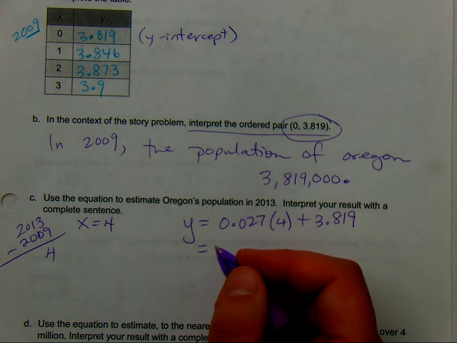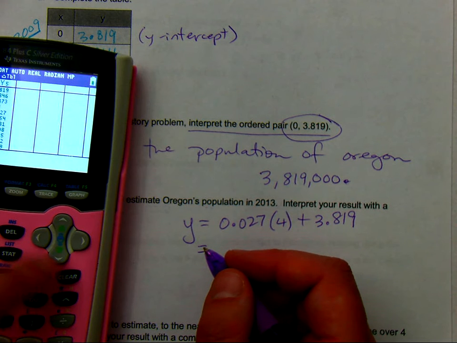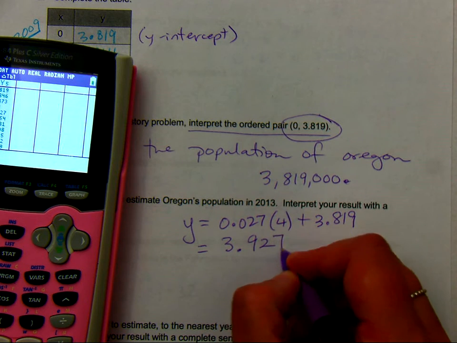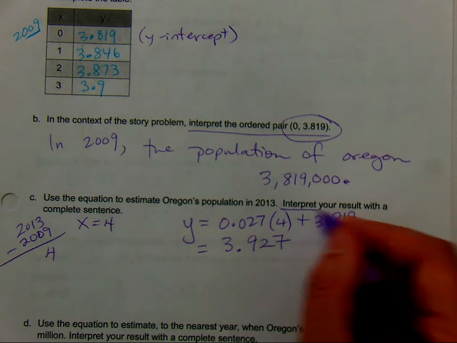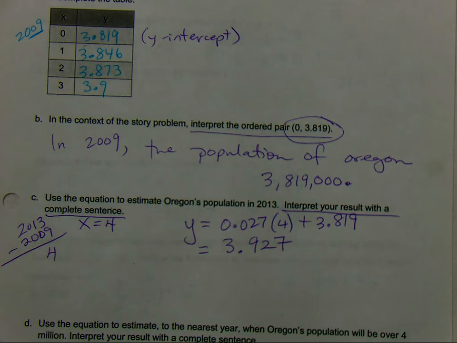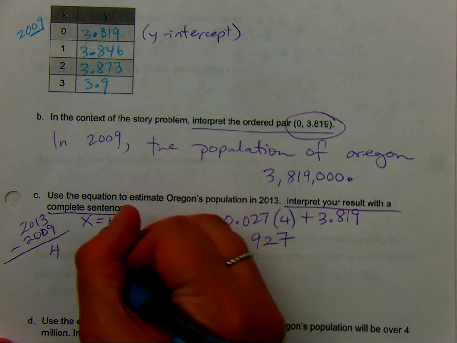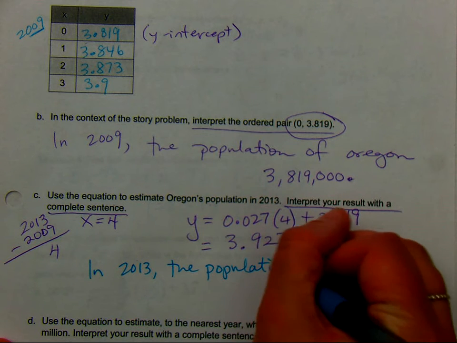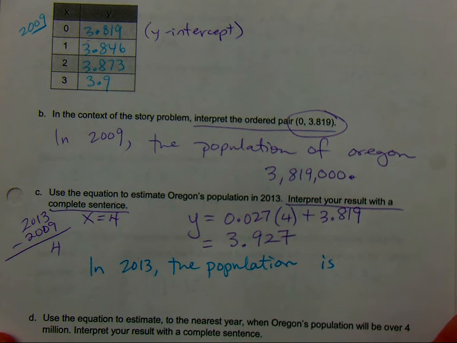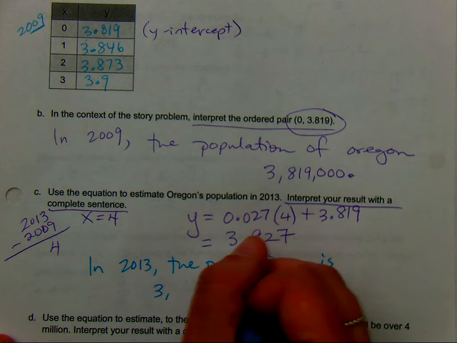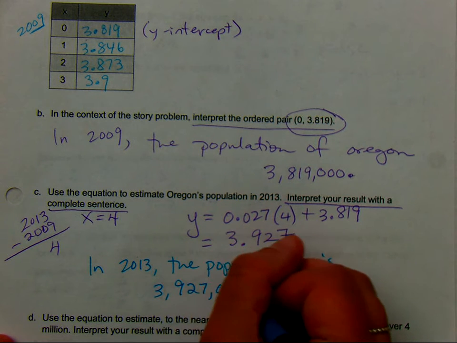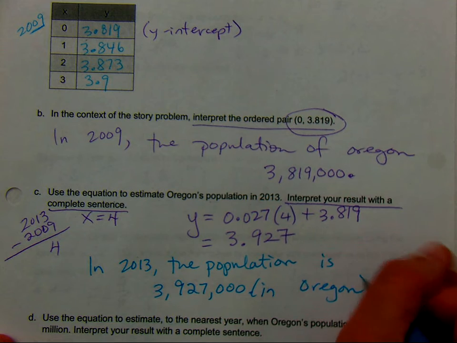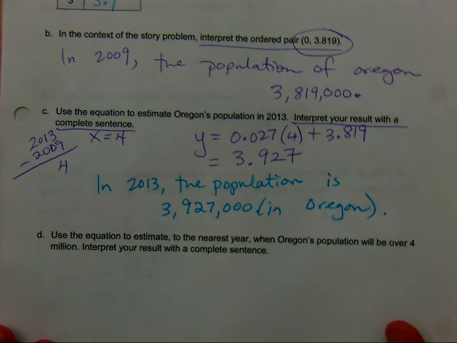And again, I can go back to my table and I can scroll down and I see that I get 3.927. So what does that mean? If we want to interpret our answer in a complete sentence, what does that mean that the population is in 2013? In 2013, the population is, any thoughts? Yes, 3,927,000. I could put in Oregon.